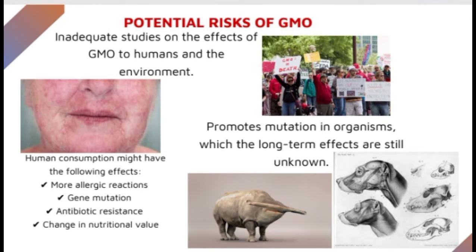Also, here are the potential risks of GMO. So, first is inadequate studies on the effects of GMO on humans and the environment. Next is it promotes mutations in organisms, which the long-term effects are still unknown. Third one is human consumption of GMO might have the following effects. So, more allergic reactions, gene mutation, antibiotic resistance, and change in nutritional value. So it may cause a decline in the nutritional value of foods.